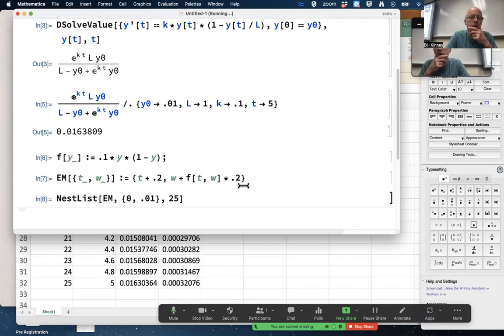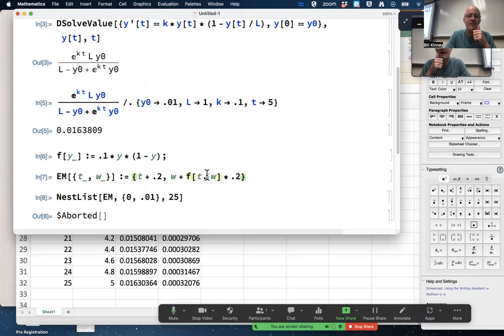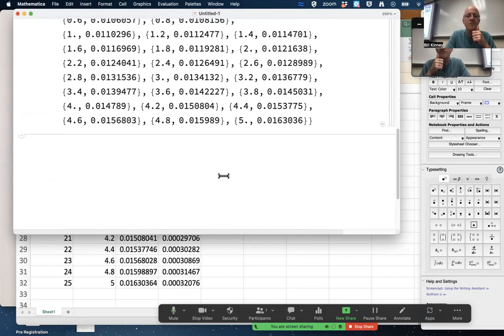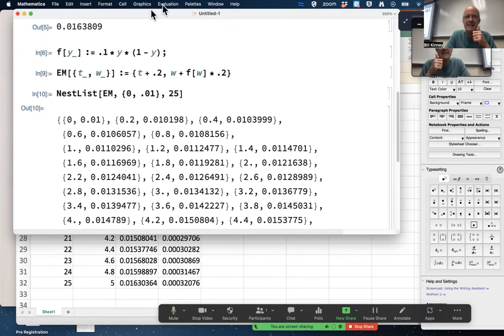Oh, and what's going on here? Why is that having a problem? Oh, I know what the problem is. Sorry, abort that. Problem is I need F of W there. There we go. Same thing we got with the spreadsheet, right? 16,304. Compare that with the spreadsheet. So I'm iterating this two-dimensional function, so to speak, updating both the value of T and the value of W every time.